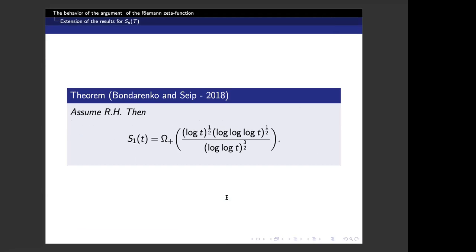On the other hand, about Omega results, Bondarenko and Seip showed this result. Assuming the Riemann hypothesis, they showed that S_1 is Omega plus this behavior here: log t over log log t to the power 3 over 2. And this is an improvement of the result of Zhang. Zhang has this result without this log t to the power 1 over 2.